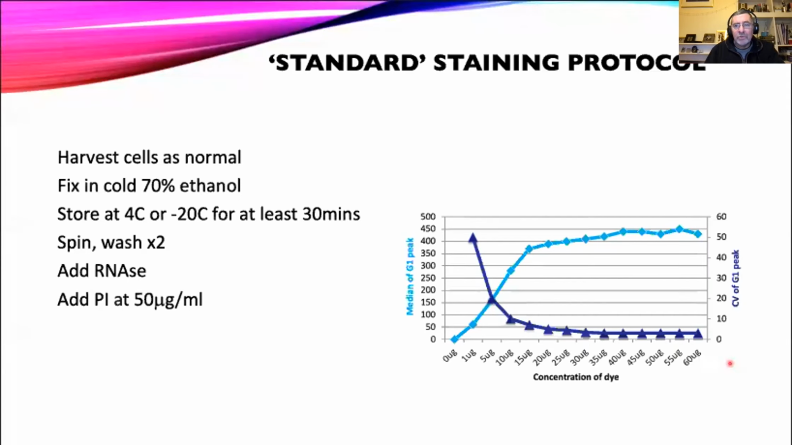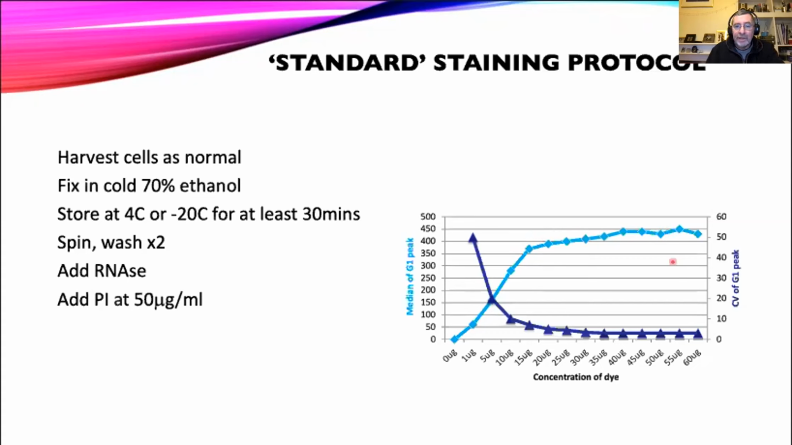So this is just showing you that you can titrate our DNA binding dyes in the same way that we titrate antibodies. What we're looking at here in light blue is the staining intensity. As we increase the concentration of the dye, we see an increase in the intensity of the staining, because obviously more dye is getting into the DNA, so our signal increases until we get to a sort of plateau phase when we're saturating the DNA.